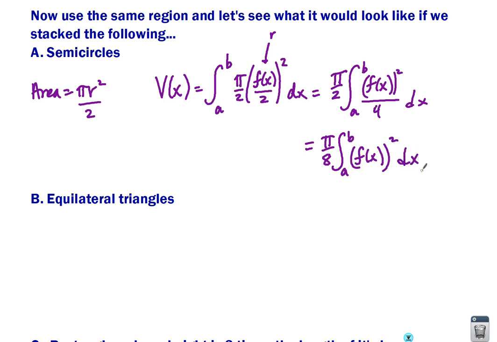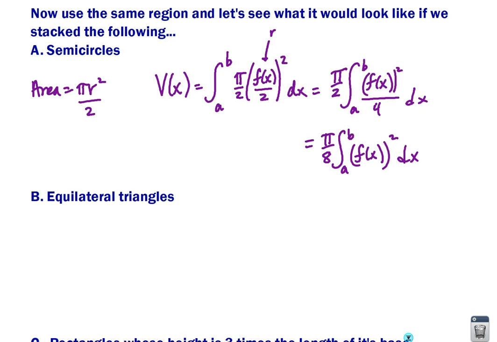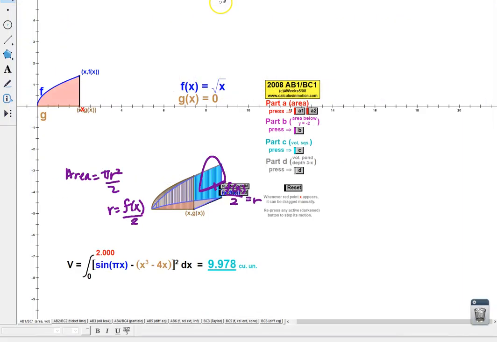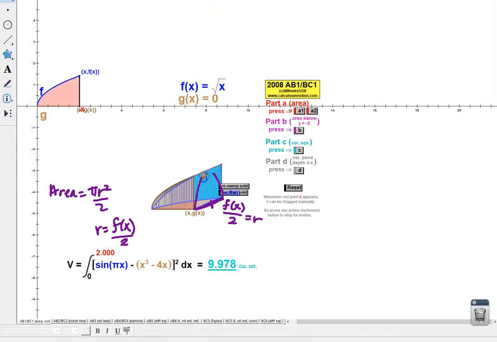So now it looks a lot like the same formula that we had for a square, but instead of just f of x squared, we have a constant multiple out front of pi over 8 to represent that we are looking at a semicircle instead of a square. Okay, well, what if we had done equilateral triangles? So again, let's have a visual here. This was with circles, but now let's say we wanted to do this with equilateral triangles.